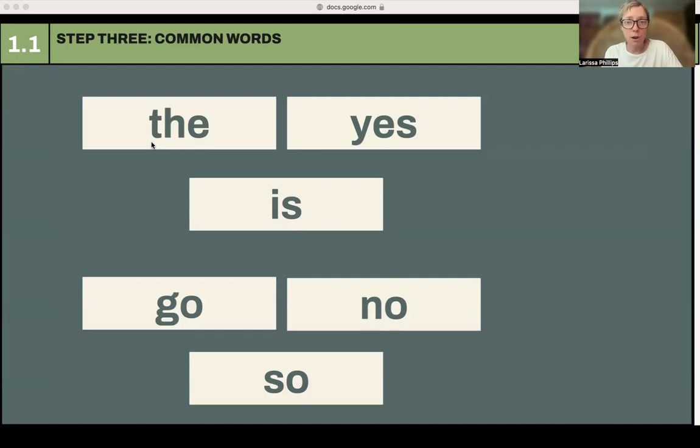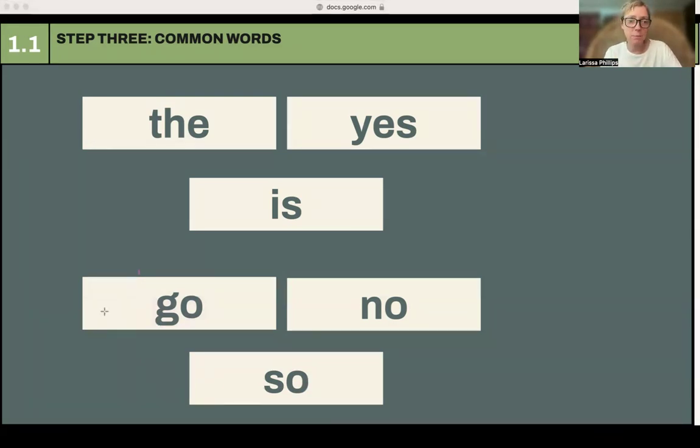So the words are the, yes, is, which we've already done. It's also a rebel word. Go, no, so. And you can just notice that those last three words all have something in common. They all have an O that sounds like O. So go, no, so. These have a similar spelling pattern. Okay.